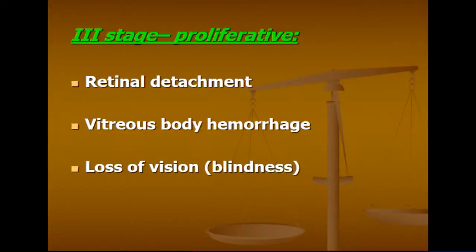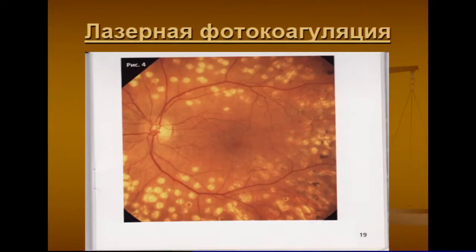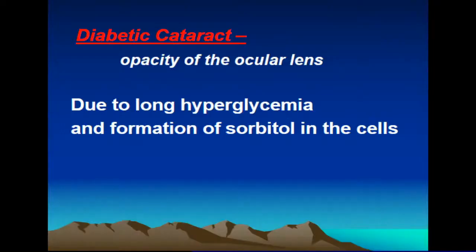Third stage, proliferative: retinal detachment, vitreous body hemorrhage, loss of vision, or sometimes developed blindness. It's a third stage proliferative diabetic retinopathy. Its treatment, diabetic retinopathy. The next, diabetic cataract. Opacity of the ocular lens due to too long hyperglycemia and formation of sorbitol in the cells.